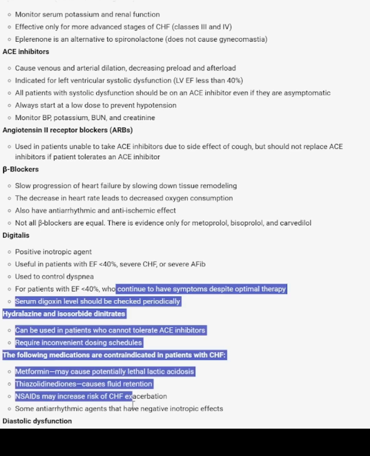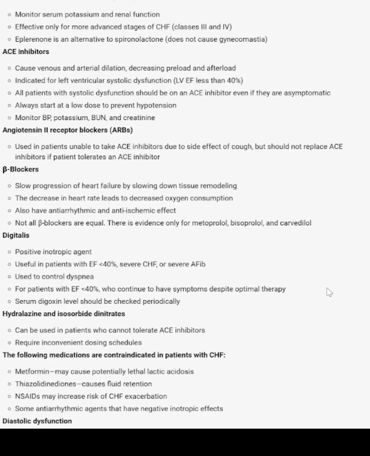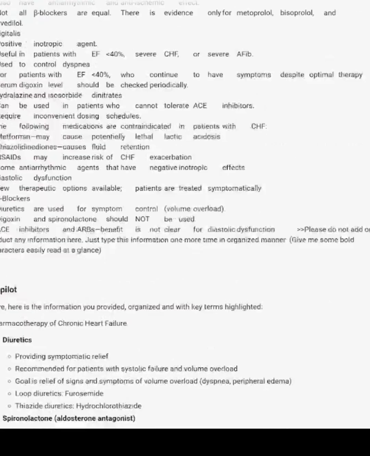Beta blockers. Slow progression of heart failure by slowing down tissue remodeling. The decrease in heart rate leads to decreased oxygen consumption. Also have antiarrhythmic and anti-ischemic effect. Not all beta blockers are equal. There is evidence only for metoprolol, bisoprolol, and carvedilol.